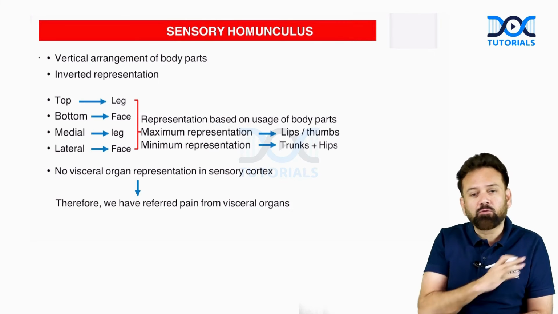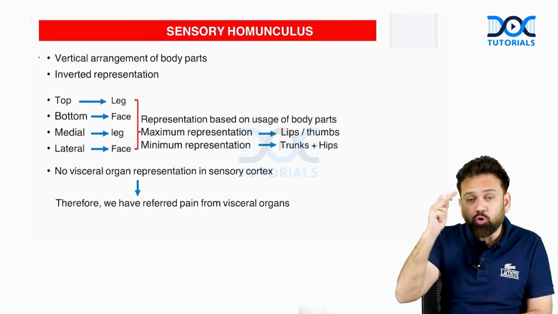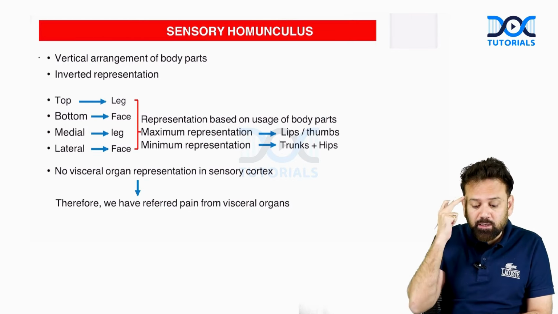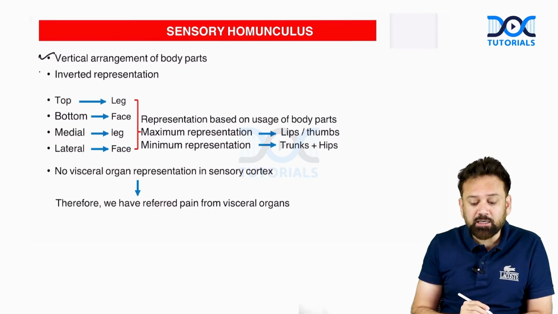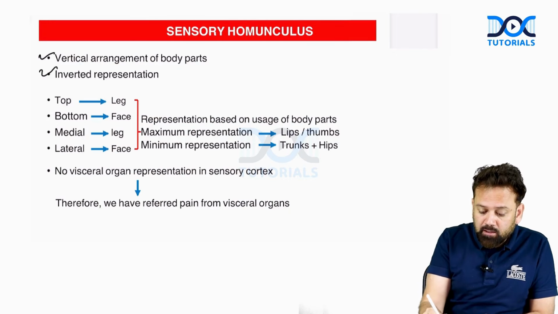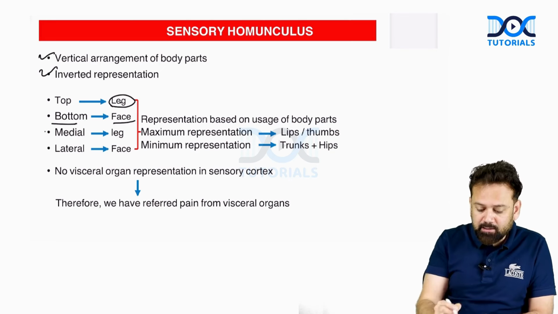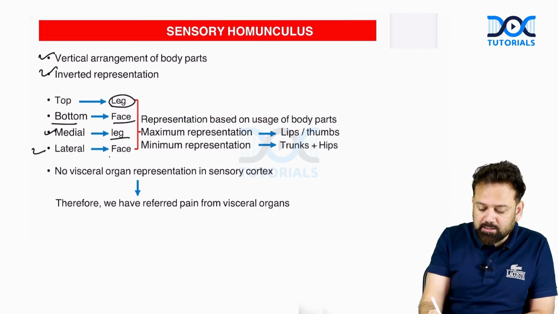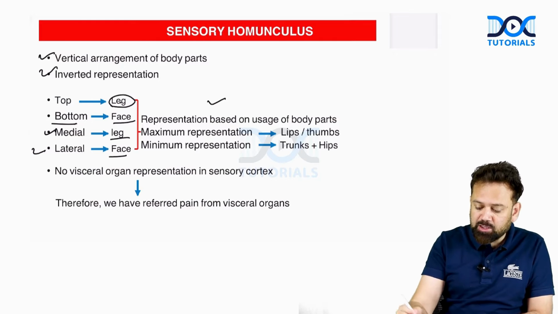Now, ultimately, everything will reach the cortex, and from the cortex we will feel everything: pain, touch, temperature, whatever, everything is felt in the cortex, and there is a sensory homunculus. If you look there, the arrangement is vertical. This is your exam question. How is the arrangement? It is vertical. Is it inverted? Yes, it is inverted. Why? Because at the top we have the leg, at the bottom we have the face. Medial is the leg, lateral is the face. So this arrangement of the sensory homunculus is vertical and inverted, and representation is based on usage.